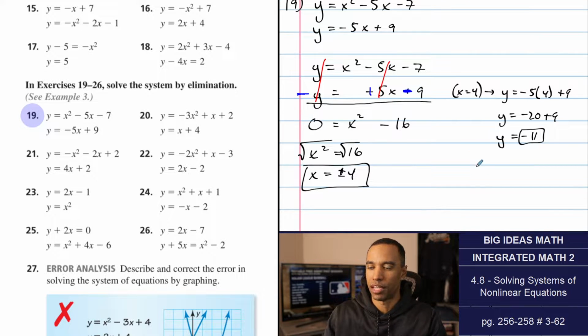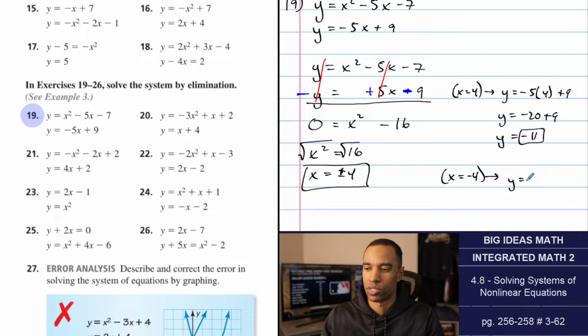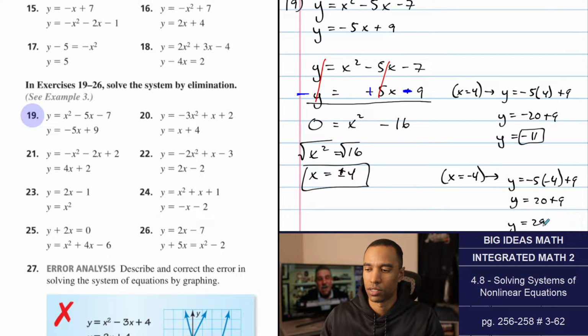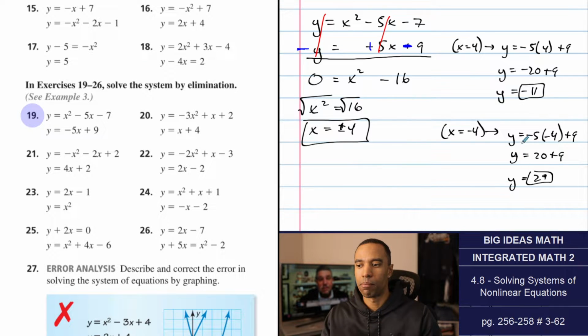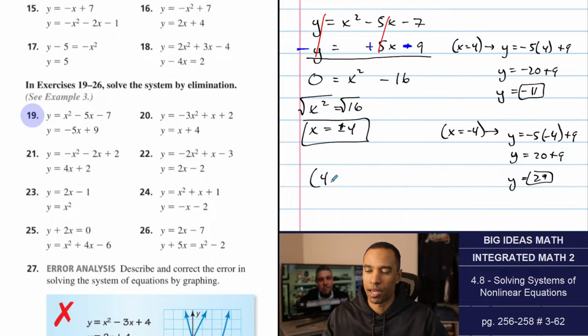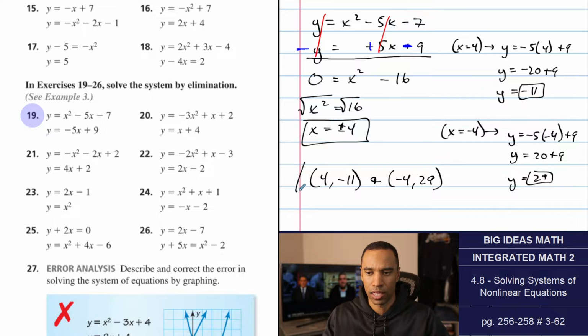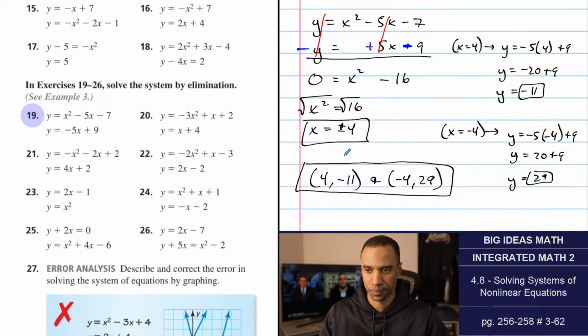And if x equaled negative 4, we'll have y equals negative 5 times negative 4 plus 9, which is 20 plus 9, or 29. So with that in mind, we have 4 comma negative 11 and negative 4 comma 29. Sorry for the kind of rough dancing around everything. I think everything worked out properly for that problem.